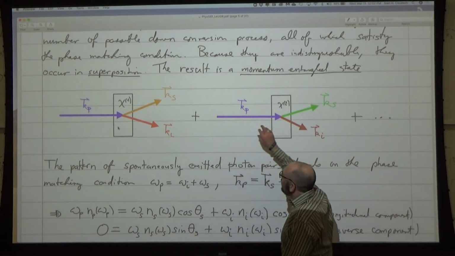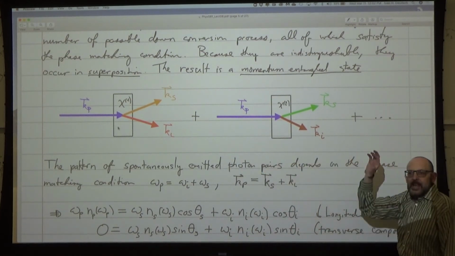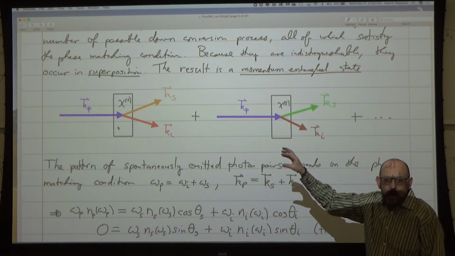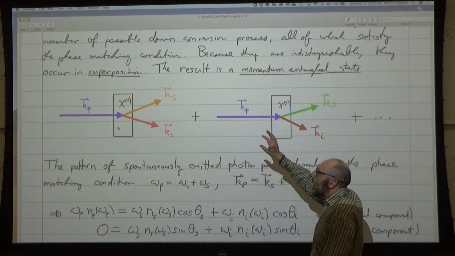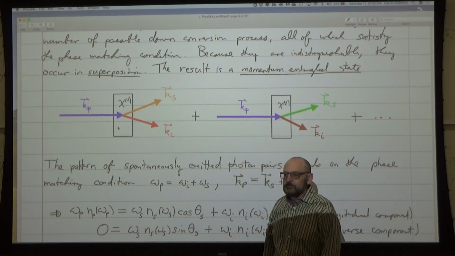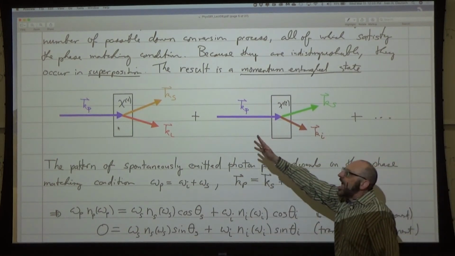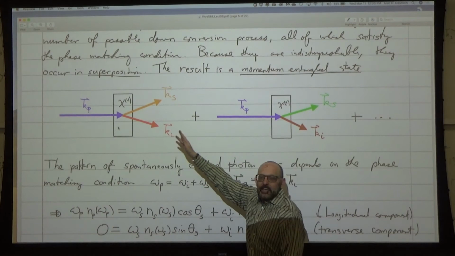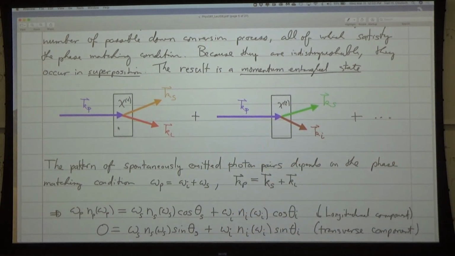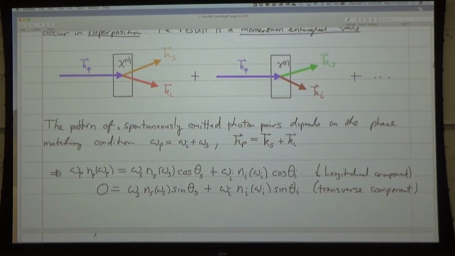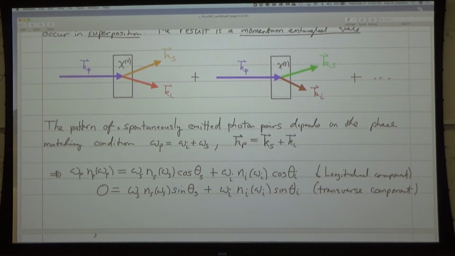So all of these are possible histories that can happen. And since I don't know which one happened, they happen in superposition. And so that is a kind of entanglement in my two-photon generation. Now, exactly how the photons come out depends on this phase matching condition.